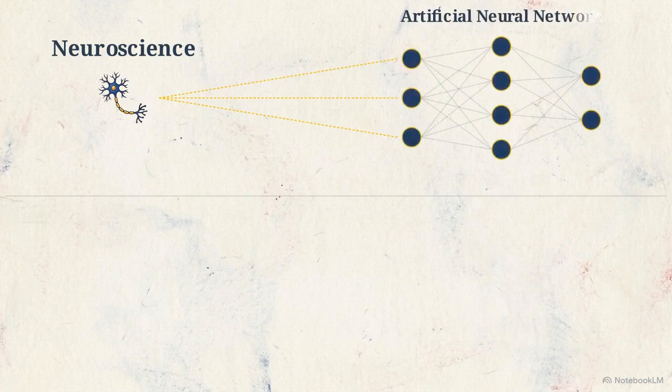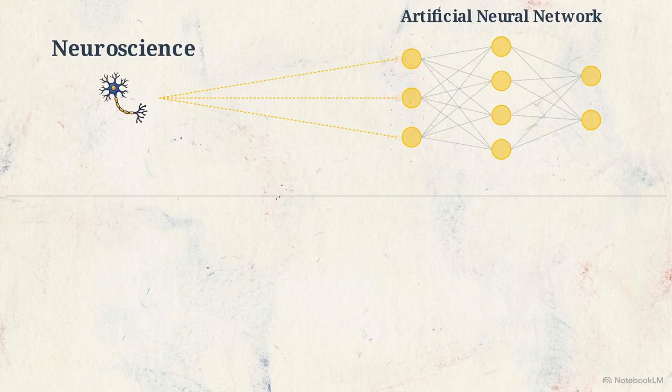Moving to the biological side, neuroscience provides the physical blueprints for AI architecture. By studying the human brain structure, researchers designed artificial neural networks. For example, convolutional neural networks imitate our biological visual processing to recognize objects in images.